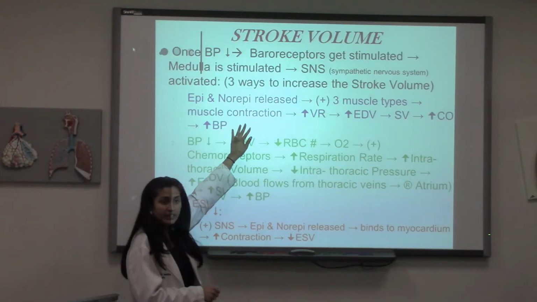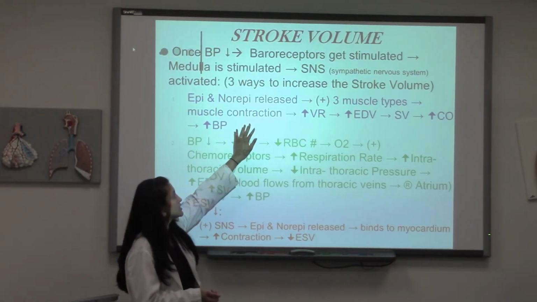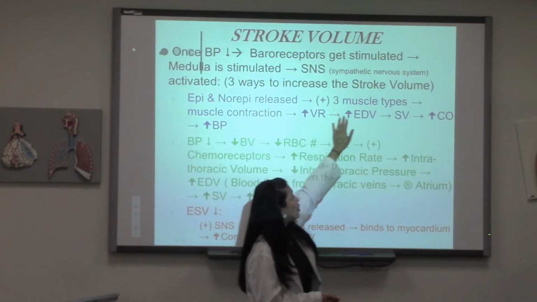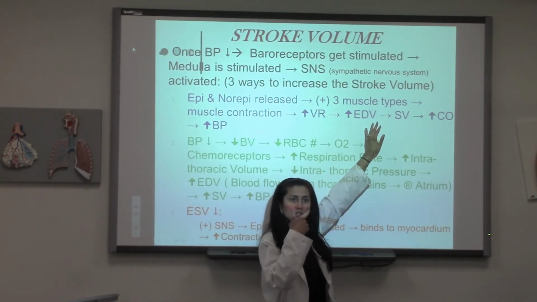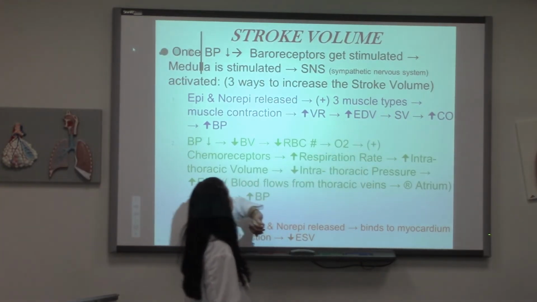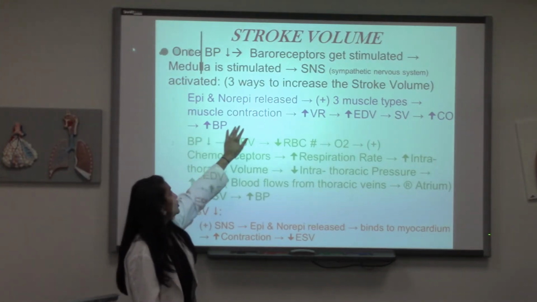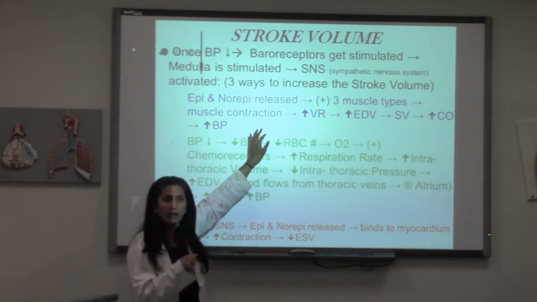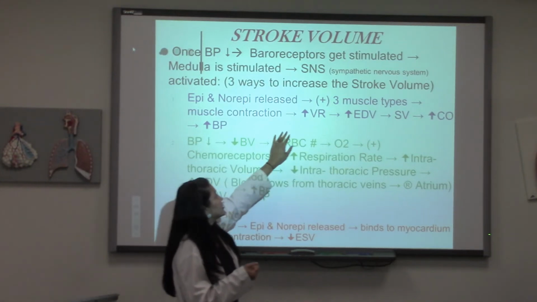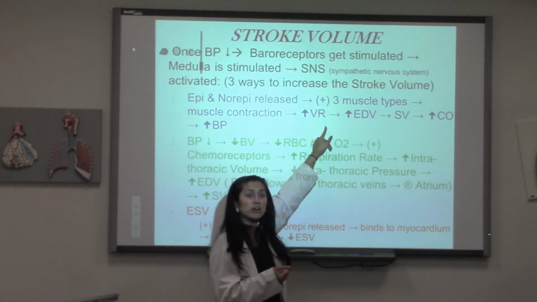Epinephrine and norepinephrine are released due to activation of the sympathetic nervous system. That activates all 3 of your muscle types, your smooth muscle, your cardiac muscle, and your skeletal muscle, and it causes those muscles to contract, which increases your venous return. VR is venous return.